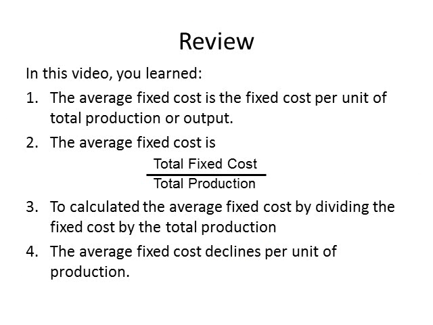In this video, you learned that the average fixed cost is the fixed cost per unit of production or output. The average fixed cost is fixed cost divided by total production. To calculate the average fixed cost, you will need to divide the fixed cost by the total production. Average fixed cost declines or decreases as the firm produces more of the good.